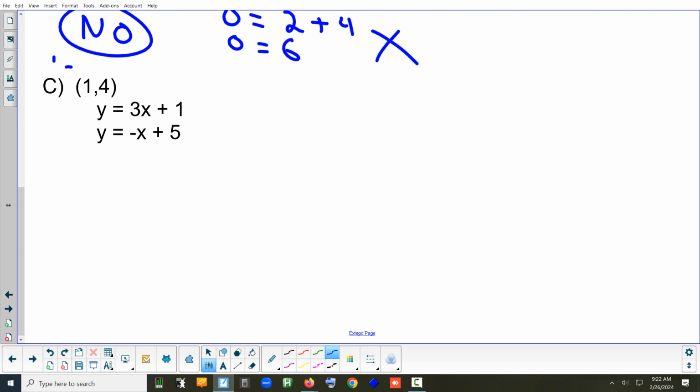Okay, so the point they're giving us this time is (1, 4). And here's the two equations. y equals 3x plus 1. y equals -x plus 5. It doesn't matter which one you check first. If you want to check the bottom one first, you can. If you want to check the top one first, you just got to check them both. Okay, so let's check it.